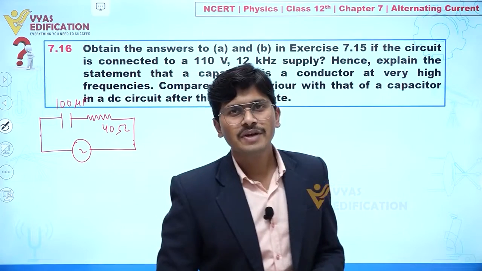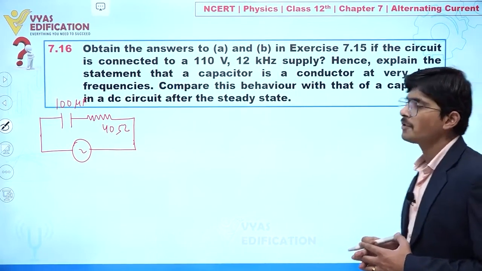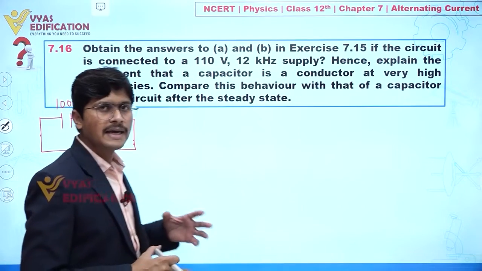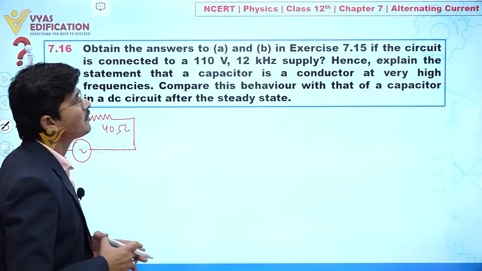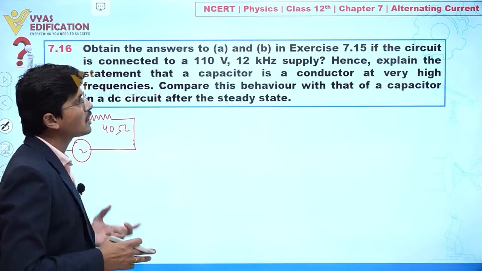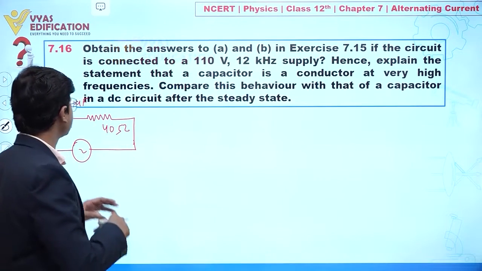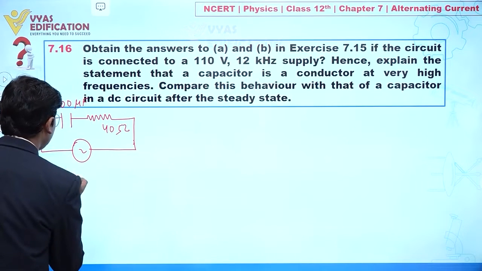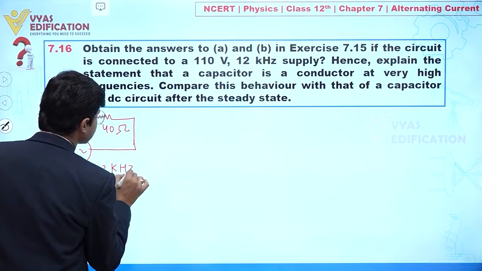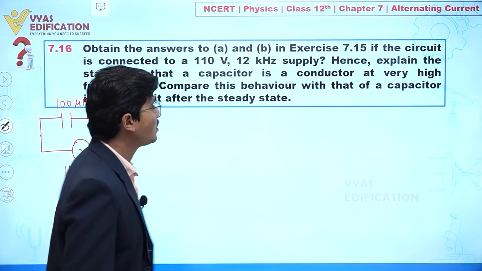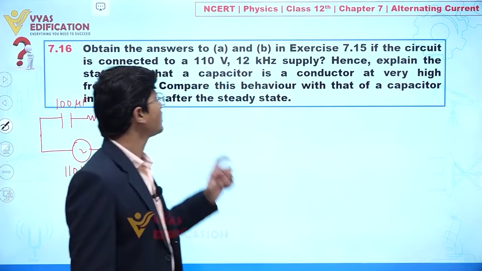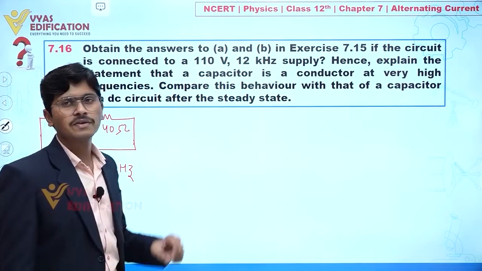Clear to everyone? Now dear students, we are going to discuss question number 7.16, and in this question it is given, obtain the answer to A and B in exercise 7.15 if the circuit is connected to a 110 volt and 12 kilohertz supply. Clear? So I already drew this diagram that you have already seen, and the input supply voltage is given as 110 volt and this is 12 kilohertz. Clear? It is also given here, explain the statement that a capacitor is a conductor at a very high frequency. Clear?